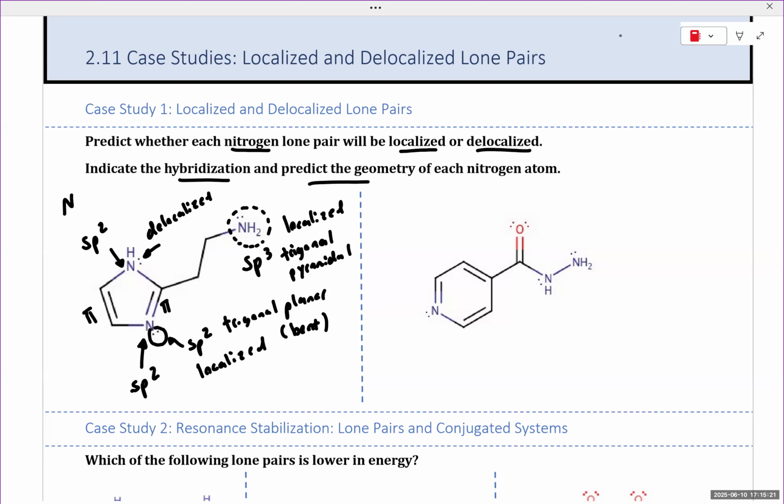As a reminder, that lone pair is held in a p orbital, so it can be spread and delocalized across the pi system. This is known as a pyrrole type nitrogen.